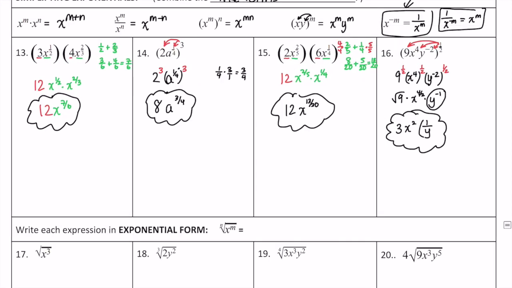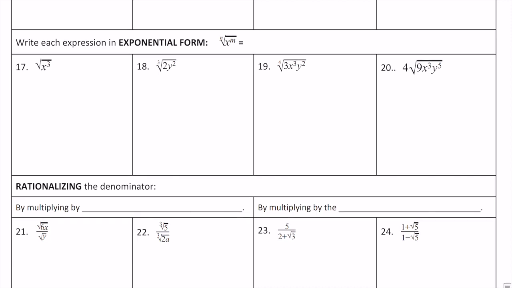Okay, and then for the next few problems, I'm going to write each expression in exponential form. So instead of writing it as a root, like we did last unit, I'm going to write x to the m, what I'm raising it to, divided by n power. The root is what I have in my denominator in the exponent.